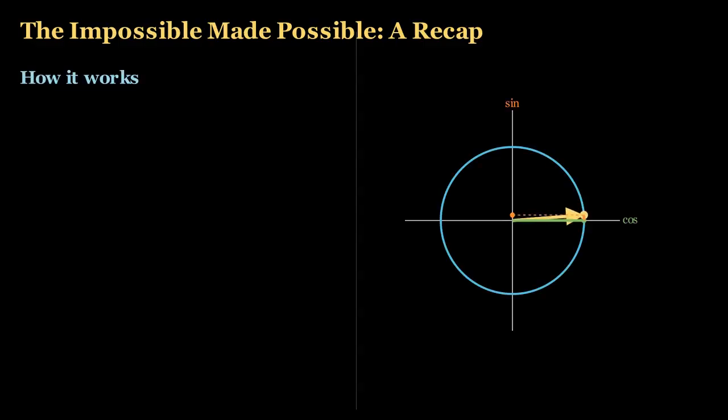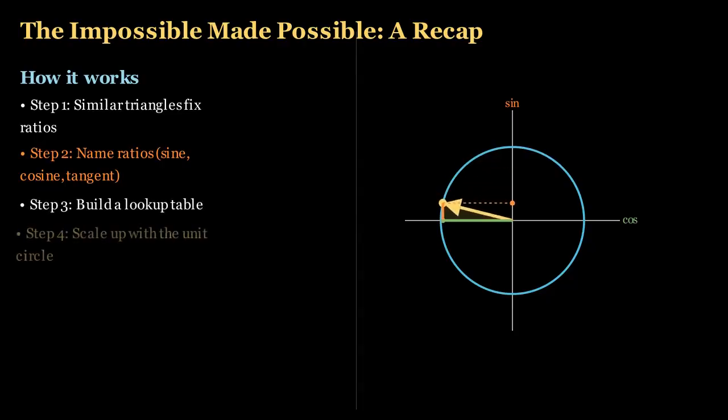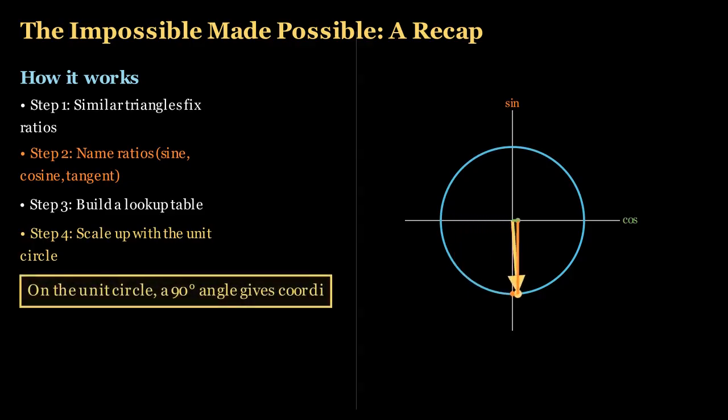It works in 4 steps. First, we saw that similar triangles lock in the ratios for a given angle. Then we named those ratios sine, cosine, and tangent. Next, we built a table of these ratios for every angle, so we could.